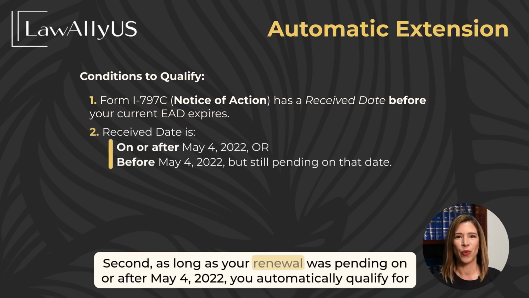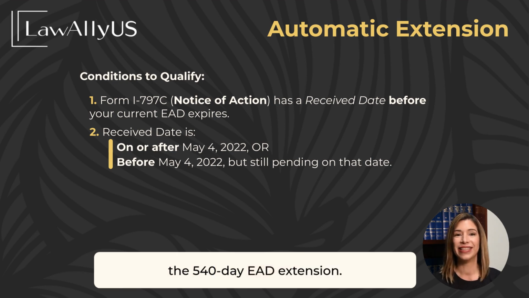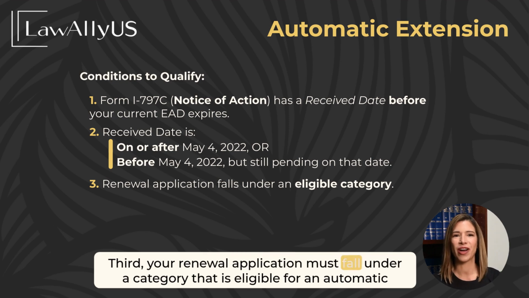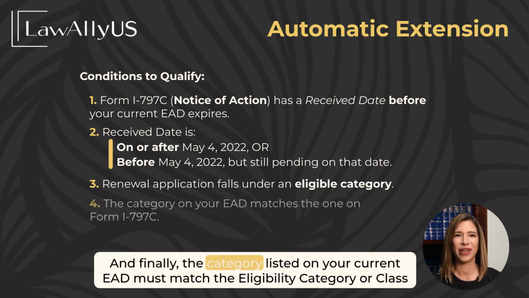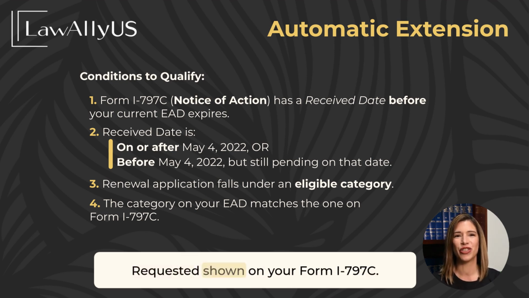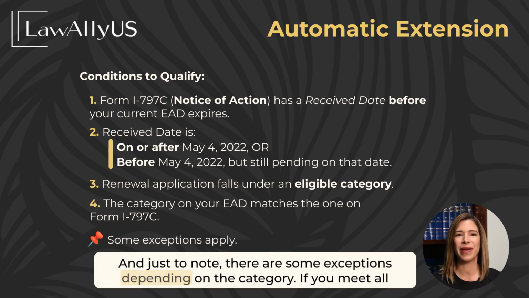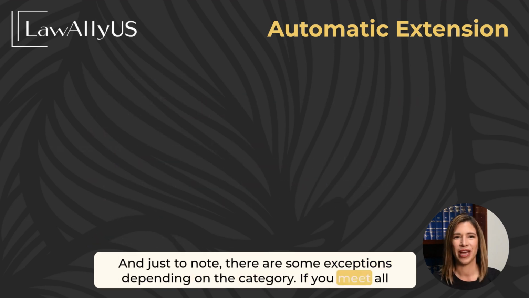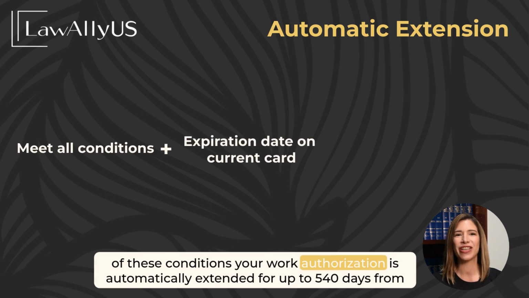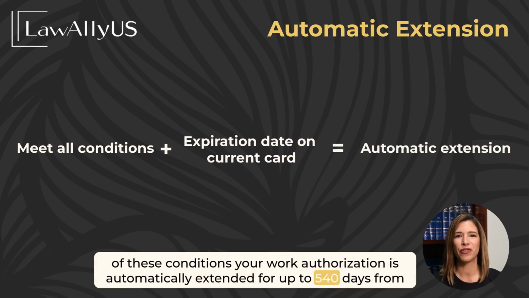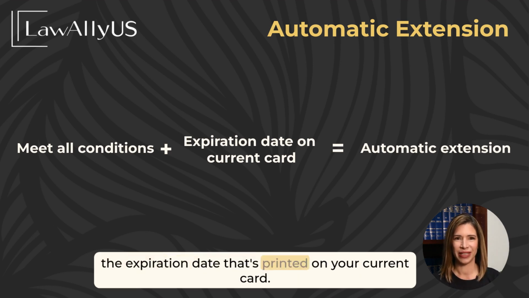Second, as long as your renewal was pending on or after May 4th, 2022, you automatically qualify for the 540-day EAD extension. Third, your renewal application must fall under a category that is eligible for an automatic extension. And finally, the category listed on your current EAD must match the eligibility category or class requested shown on your Form I-797C. And just to note, there are some exceptions depending on the category. If you meet all of these conditions, your work authorization is automatically extended for up to 540 days from the expiration date that's printed on your current card.